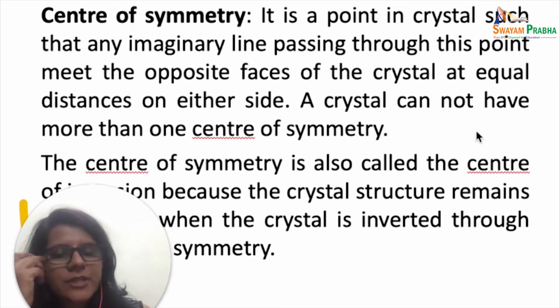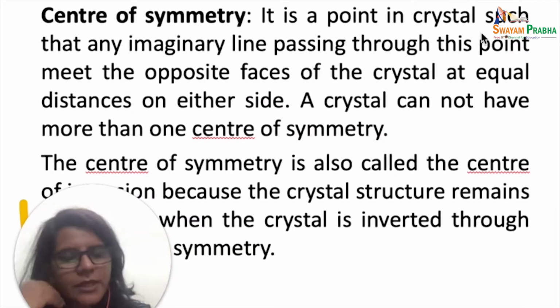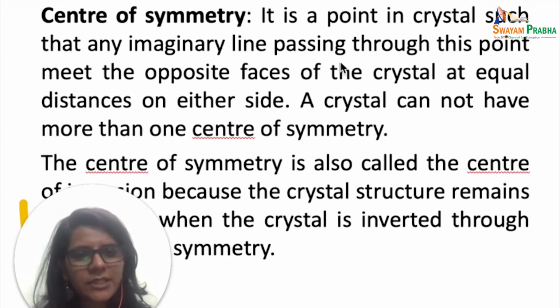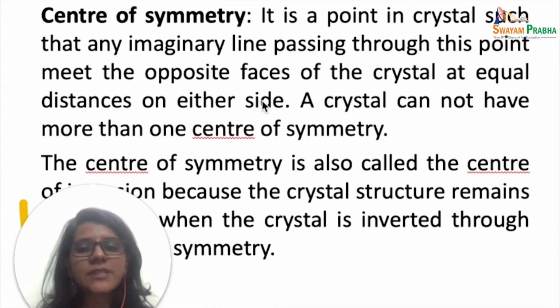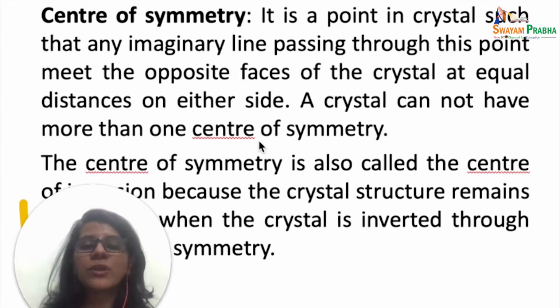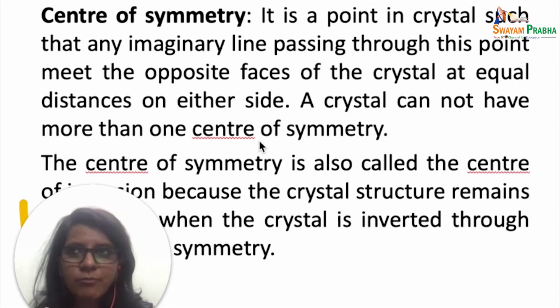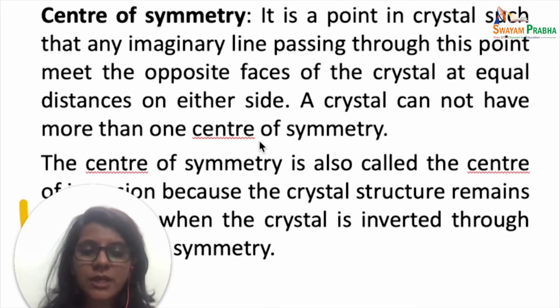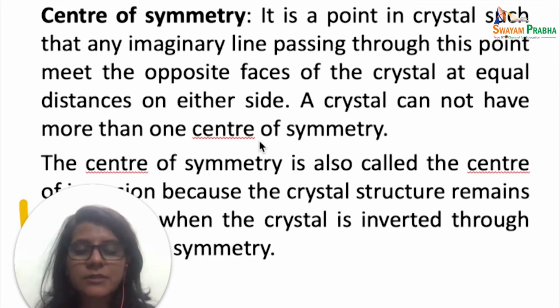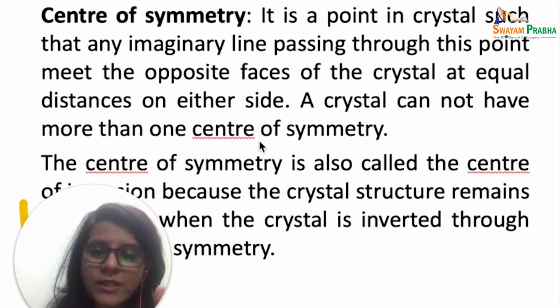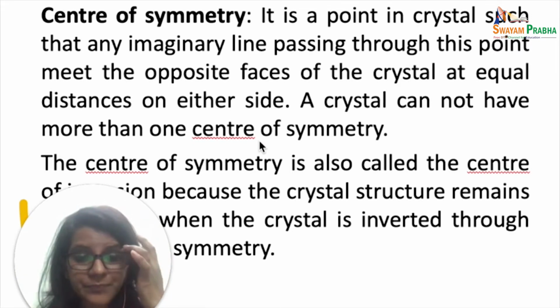Center of symmetry is a point in the crystal such that any imaginary line passing through this point meets the opposite faces of the crystal at equal distances on either side. A crystal cannot have more than one center of symmetry. Now, a crystal can have multiple rotational axes of symmetry. A crystal can have multiple planes of symmetry, but there will be only one center of symmetry.